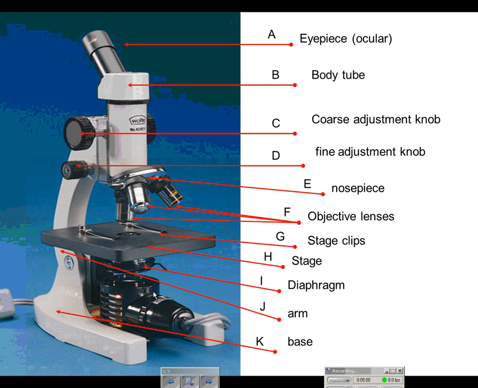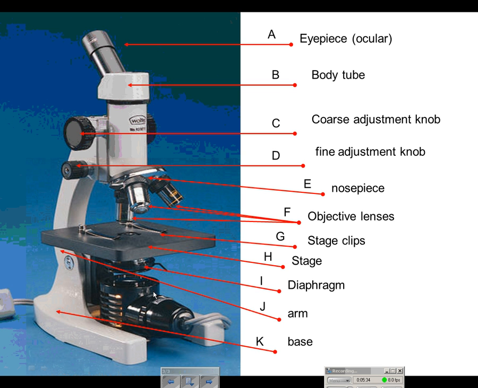So there's a couple things that you need to remember. We always start on the lowest power, which is actually called the scanning objective. And then you're going to use the coarse adjustment knob for the scanning and low power objectives. And then you use the fine adjustment knob and the diaphragm to focus under the high power or the 40 times objective. To find the total magnification, you're going to multiply the eyepiece times the objective lens magnification to get your total magnification. And remember that when you're looking through one of these microscopes, you're going to see the image upside down and backwards.